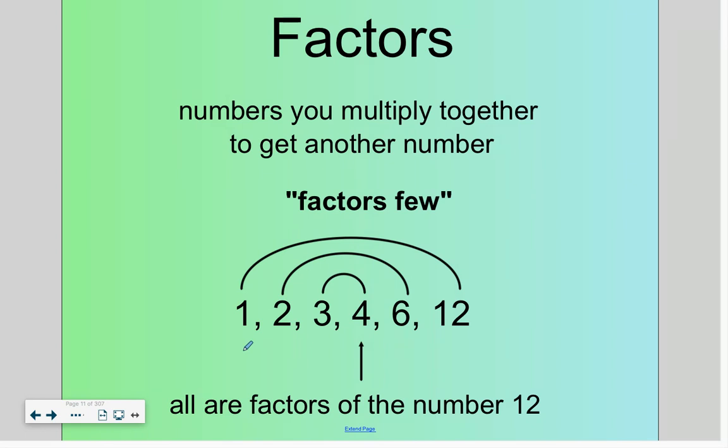1, 2, 3, 4, 6, and 12 are all factors of the number 12. Factors are numbers you get when you multiply 2 numbers together to get a bigger number. So they're numbers you multiply together to get another number. I like to think about it as factors few, because a given number only has a certain number of factors. So there could be a lot.